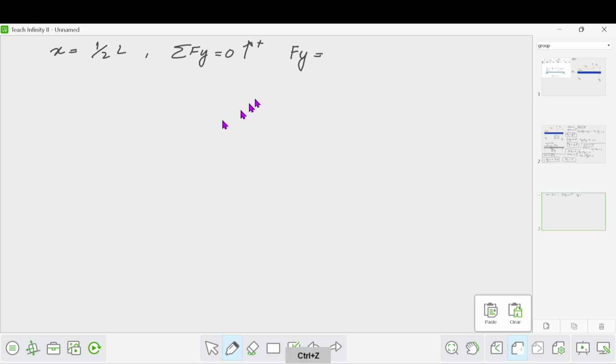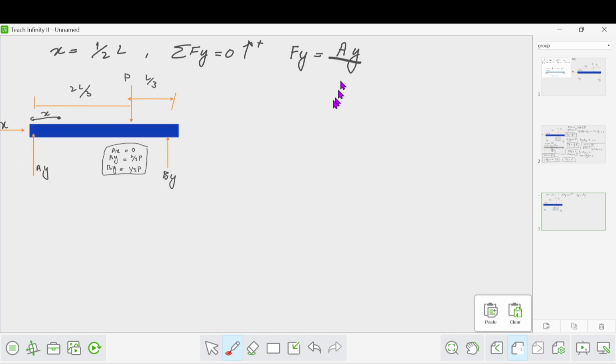This is Ay. I represent this force by Ay. So Fy, this section force is Fy, and this is Fx, and the moment is Mx. So Fy is equal to Ay, and summation of moment at x equals 0. The force which rotates the beam anticlockwise will be taken as positive.